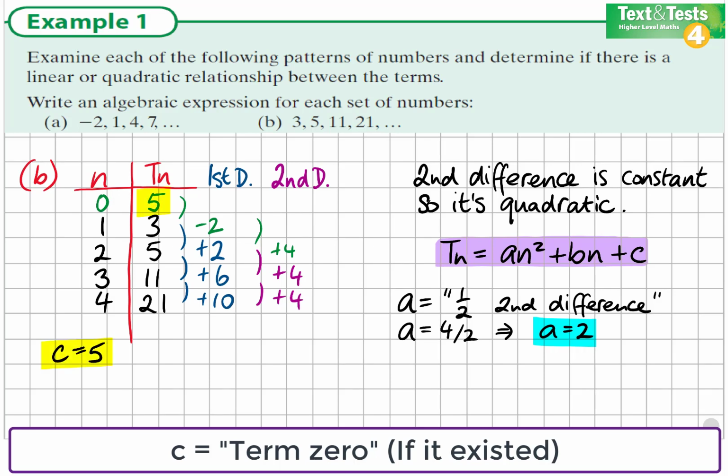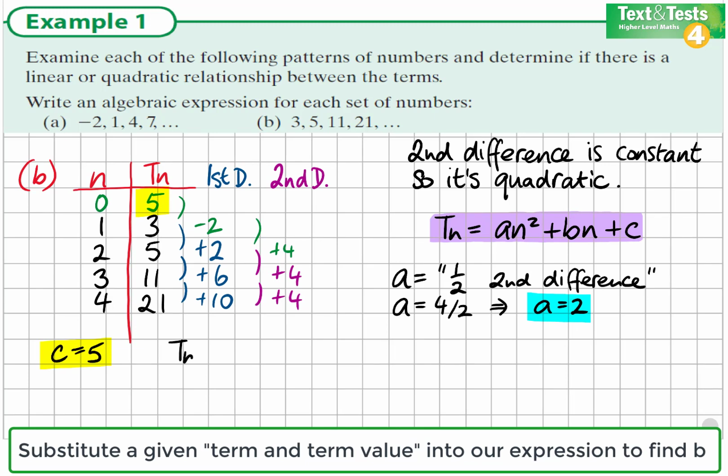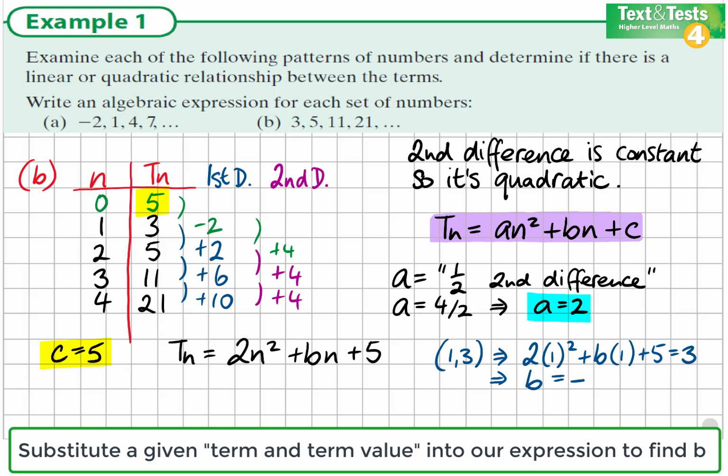Now we only have to work out what b is. We know most of what the expression is already. So we know that a is 2, so we have 2n squared. It's bn, and we know that c is +5. So this is an equation for each term. And we have some inputs and outputs. We know, for instance, term 1, its value is 3. So if we substitute 1 in for n into this expression, we get the output 3. So we can say 2 times 1 squared plus b times 1 plus 5 is equal to 3. And just quickly working this out, we can see that b is equal to -4.